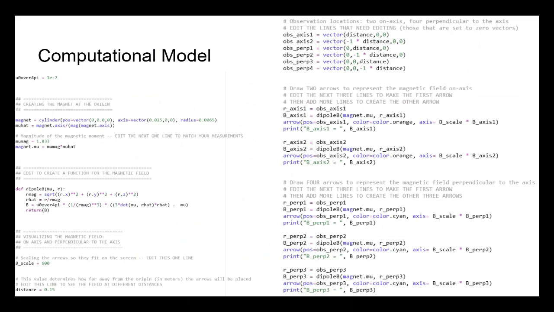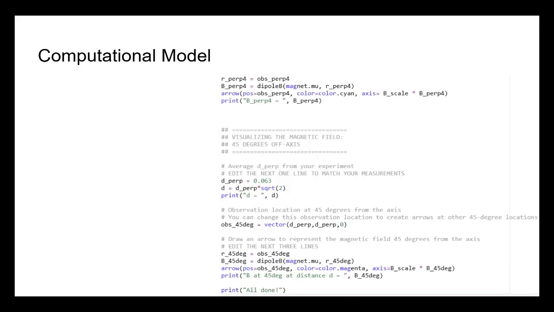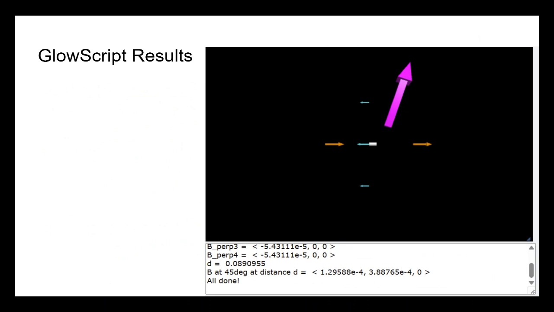So this is just our computational model. You can see the different values that we used in functions. This is more of the computational model. And then these are the results. So we see a very big error in the 45-degree angle, but otherwise relatively good.